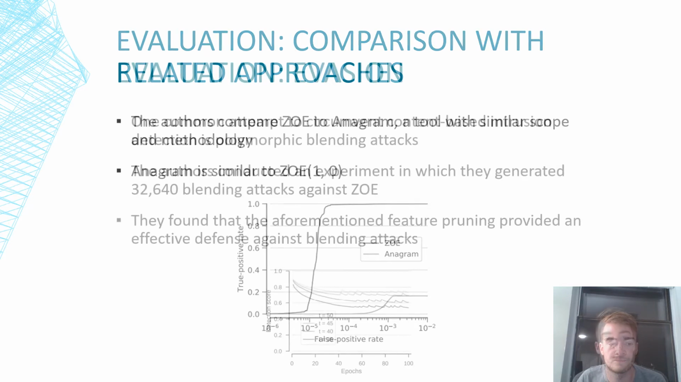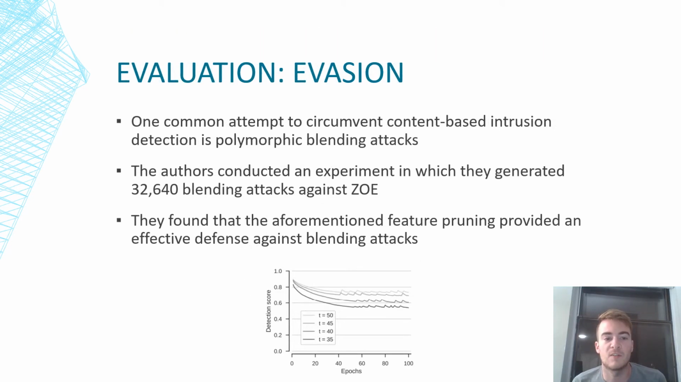One of the last experiments that the authors did was to test the effectiveness of their tool against polymorphic blending attacks. So polymorphic blending attacks are designed to take an attack payload and make it look similar to benign traffic. Obviously, this is the exact kind of attack that would be employed against a tool like ZOE. So the authors conducted an experiment in which they generated blending attacks, and they essentially found that the denoising feature that we've discussed provides an effective defense against blending attacks by pruning out the irrelevant features and only considering the relevant ones where the attack payload would result.